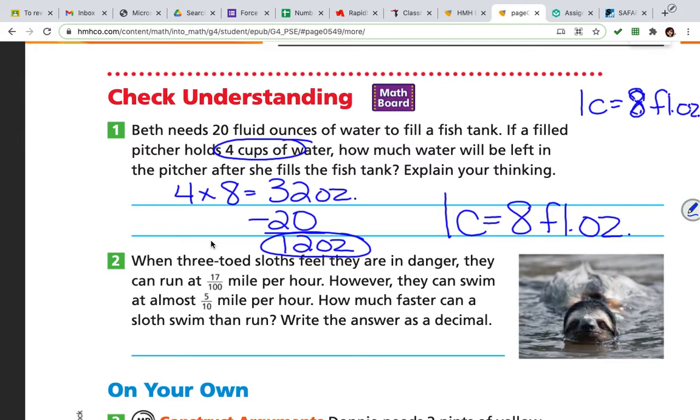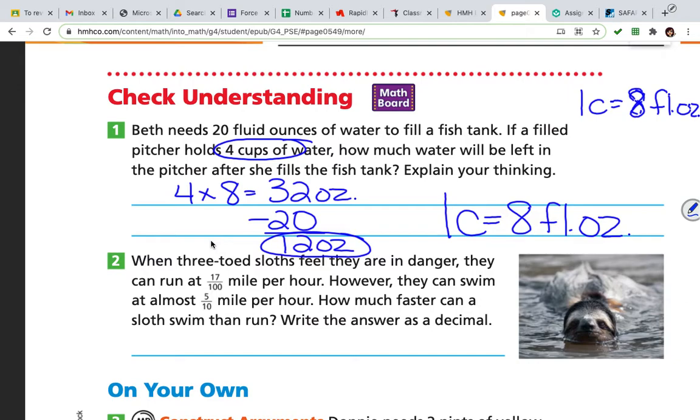Question number 2. When 3-toed sloths, and there's a sloth in the picture, when 3-toed sloths feel they are in danger, they can run at 1,700 miles per hour. However, they can swim at almost 0.5 miles per hour. How much faster can the sloth swim than run? Write the answer as a decimal.